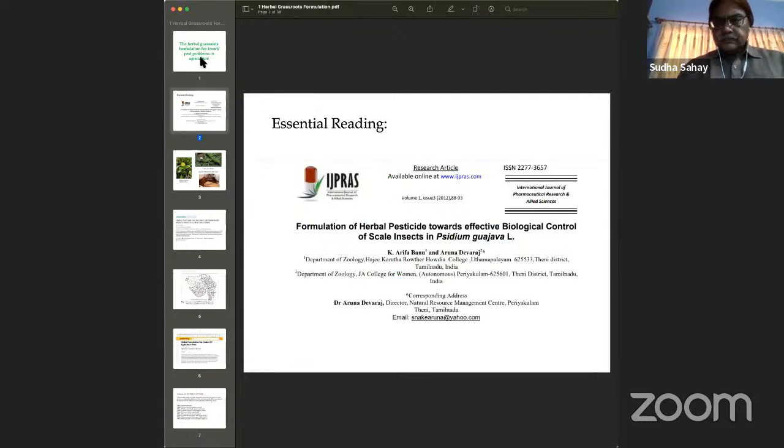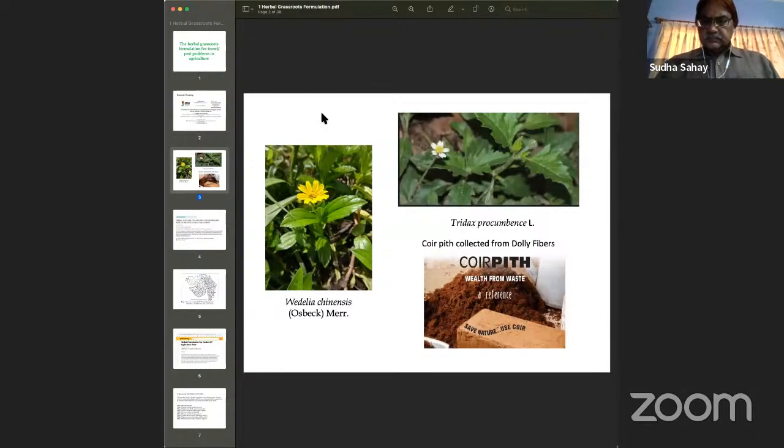This is one of the papers showing the formulations of pesticides from some medicinal plants. These are the plants which were used in the formulation: Tridax procumbens and Buddleia, commonly Buddleia chinensis.